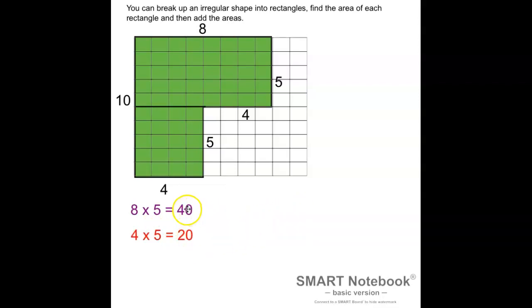Now I have one area that is 40 square units, and one that is 20 square units. I'm going to add those together, and I find that 40 plus 20 equals 60. Therefore, the area is 60 square units. So this shape was very easy to break up into two rectangles, find the area, and then add them together to find the area of the entire irregular shape.